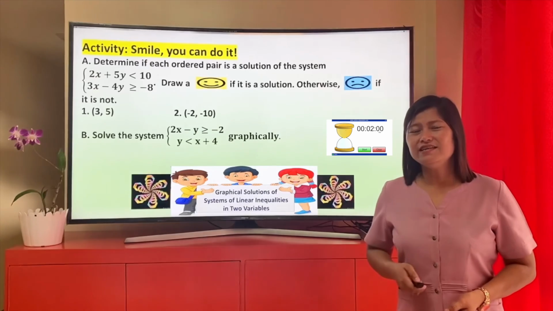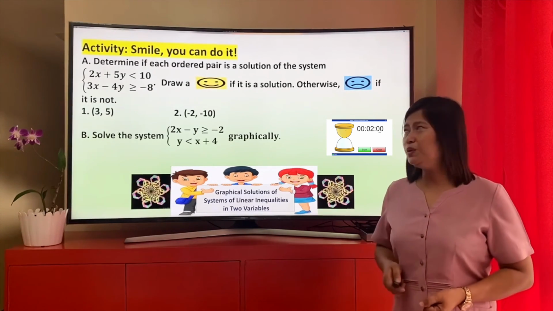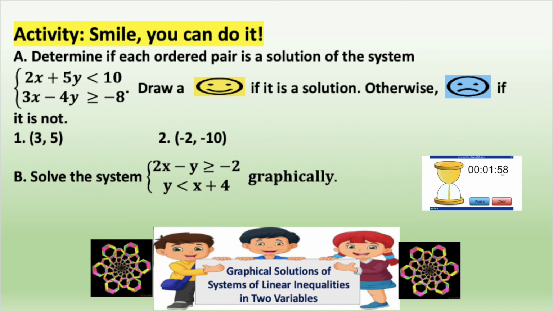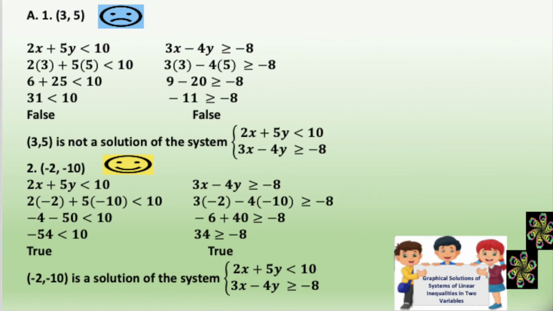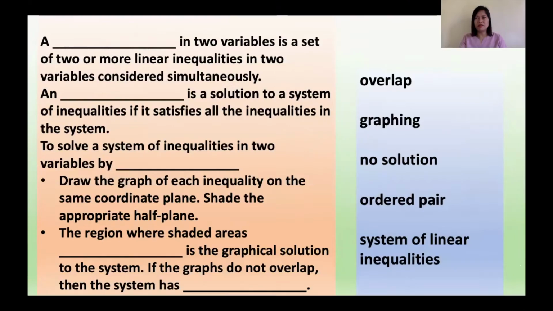Let us see if you really understood the lesson. I want you to do the smile, you can do it activity. Let us check. A. Number 1, sad face. 2, happy face. And this is the graph of letter B.